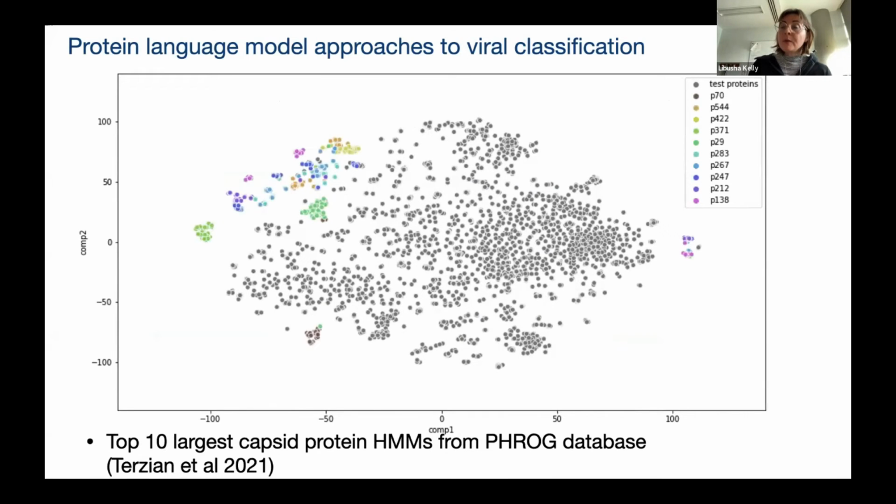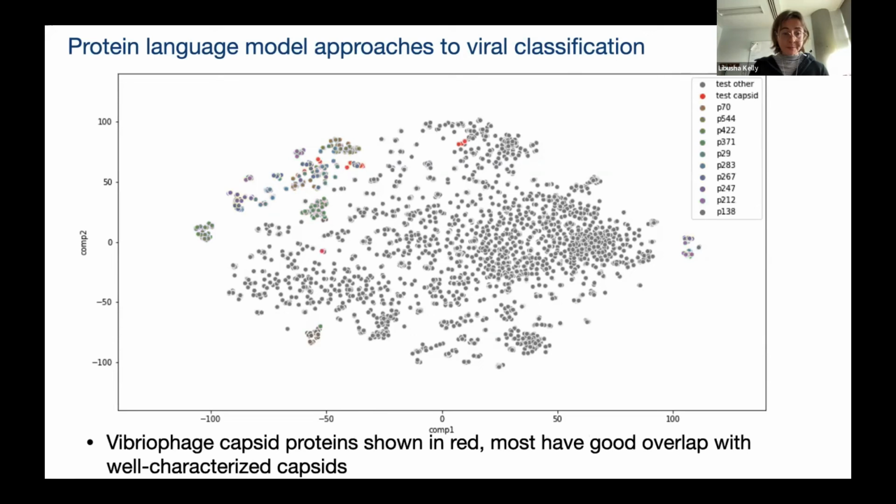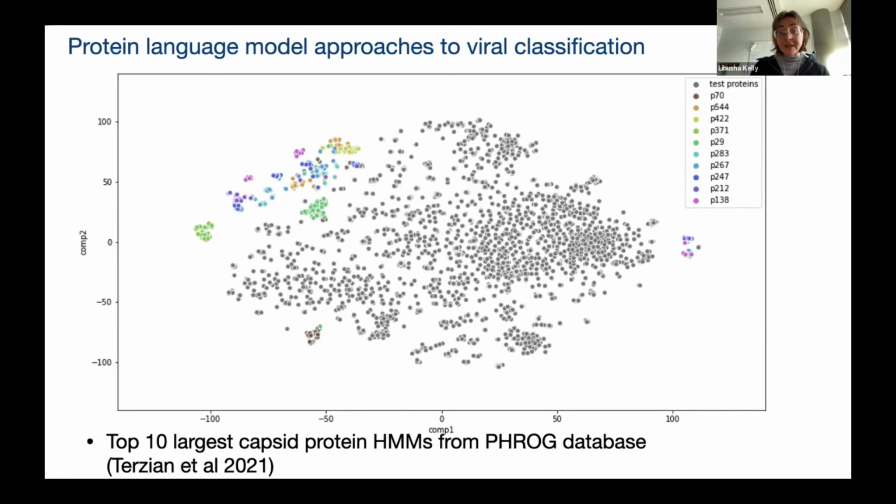And then we take this spectacular database of phage protein families called FROGS, and we say, okay, give us the top 10 largest capsid protein HMMs and tell us where they fall in this embedding space. And so you can see these 10 different capsid proteins and where they fall in our space. Now I'm lighting up just the capsid proteins from our data set which were not present in the FROGS database. These are shown in red, and most have good overlap with these capsid families that we see.